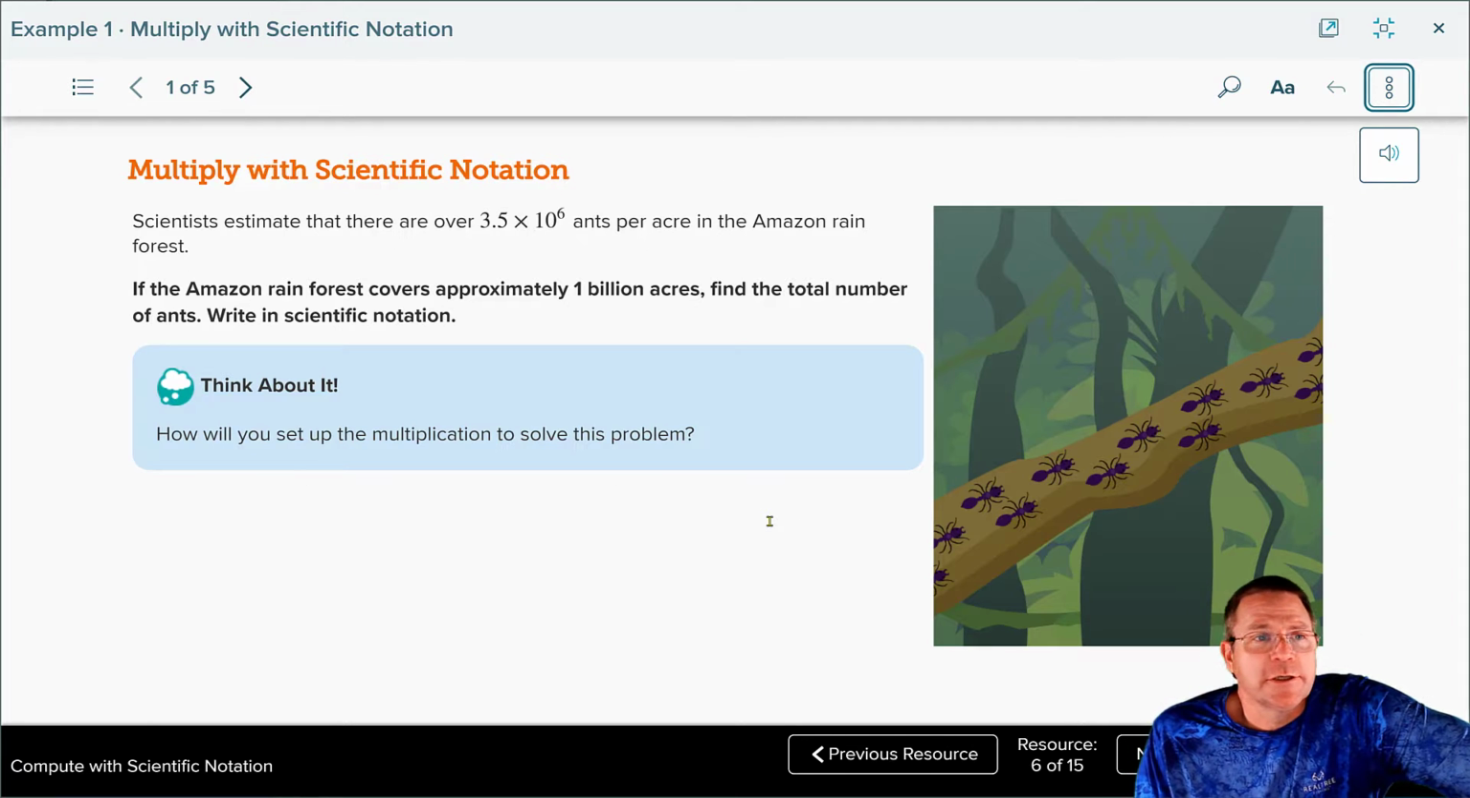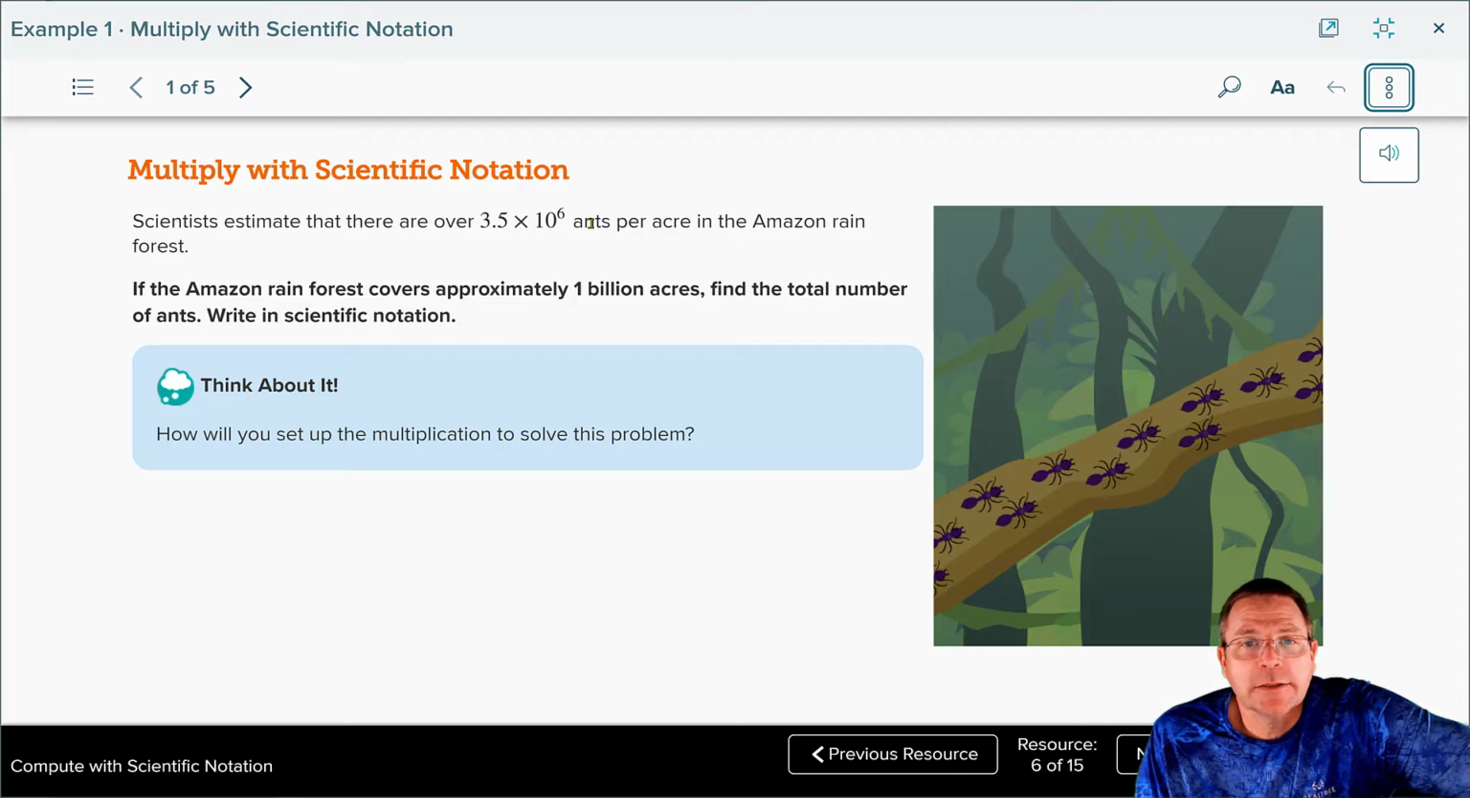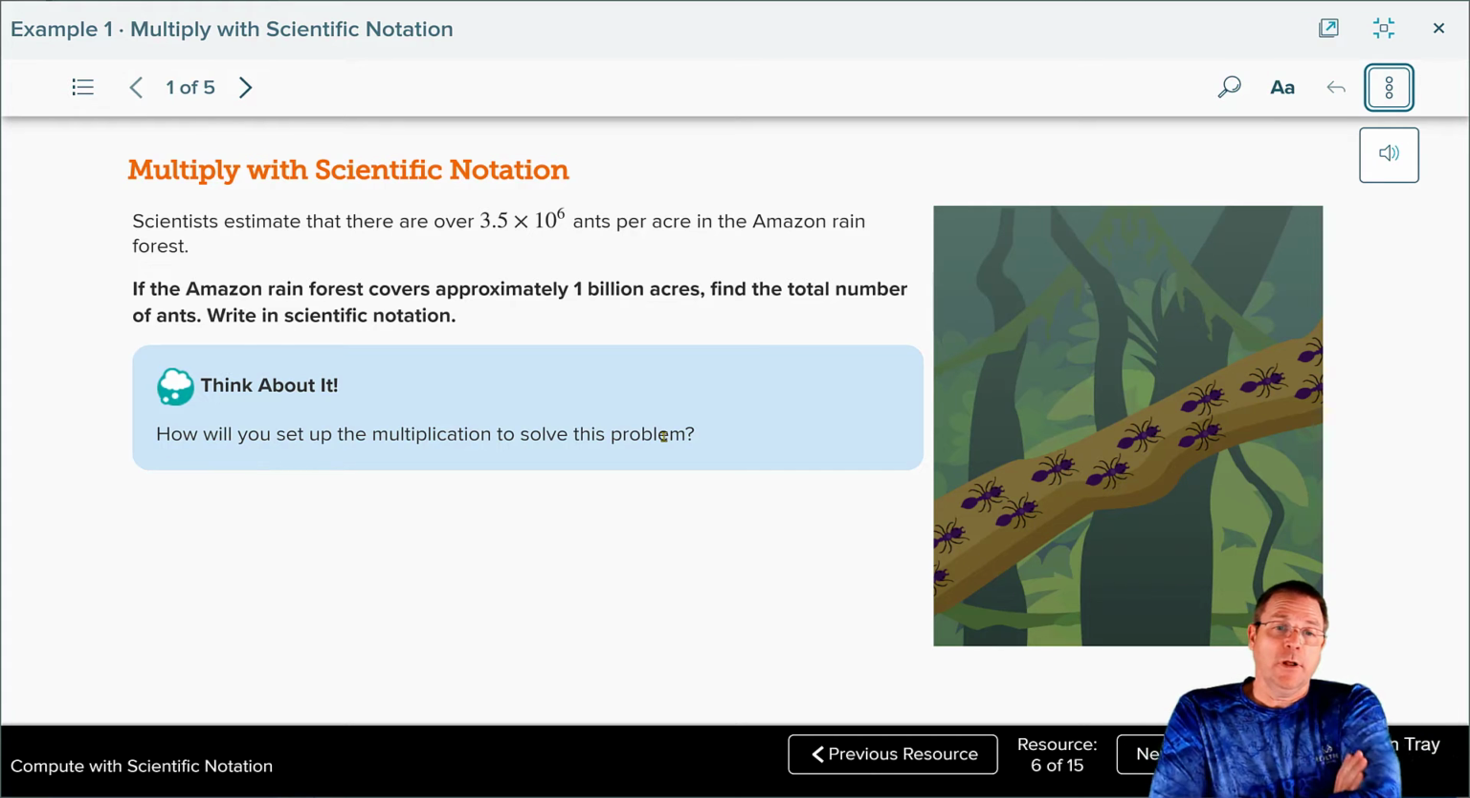Here's some creepy statistics for you. Scientists estimate that there are over 3.5 times 10 to the 6th ants per acre in the Amazon forest. If the Amazon rainforest covers approximately 1 billion acres, find the total number of ants written in scientific notation. And how will you set this multiplication problem up to solve it? Well, we either have to convert the scientific notation into standard form, or we have to convert the 1 billion into scientific notation.